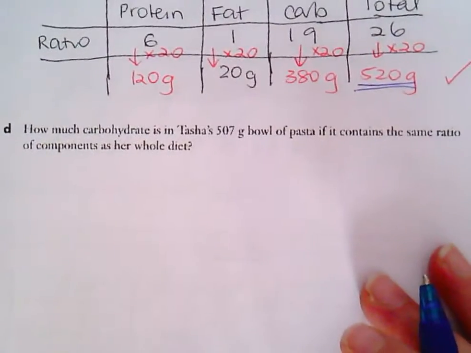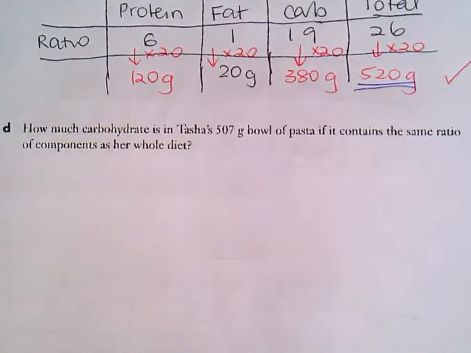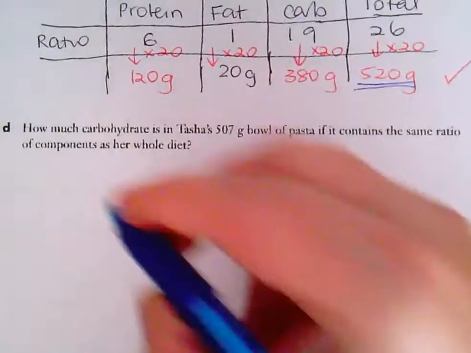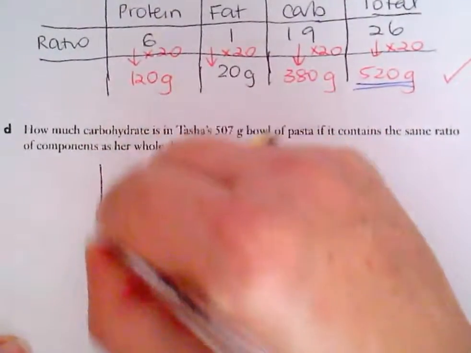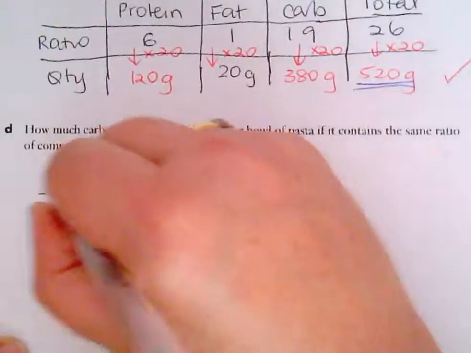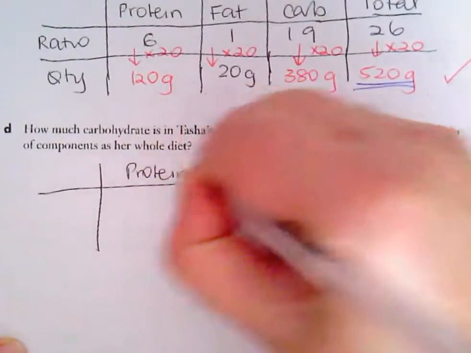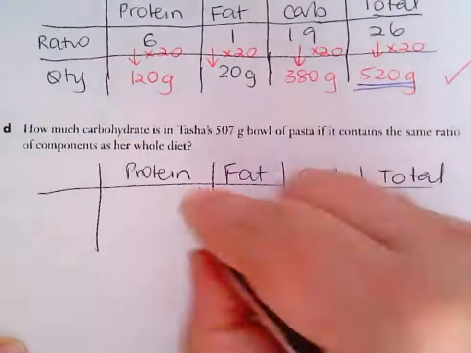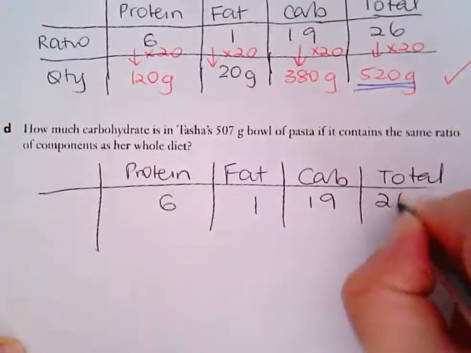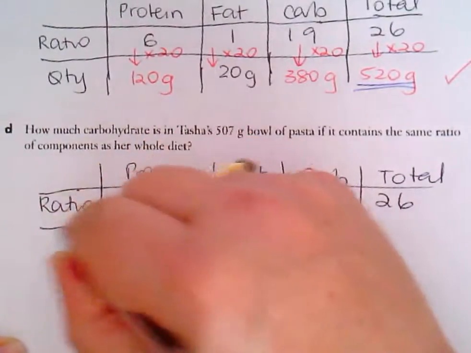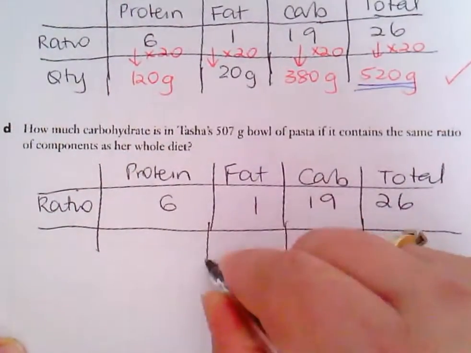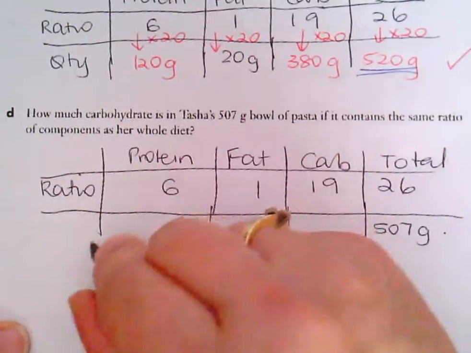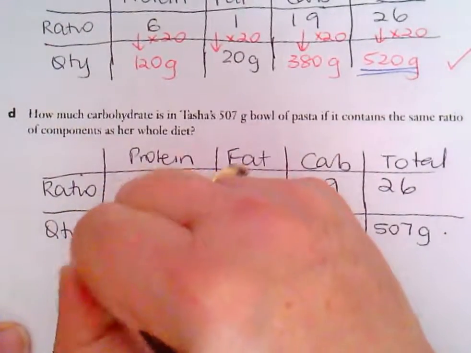And the last question says, how much carbohydrate is in Tasha's 507 gram bowl of pasta if it contains the same ratio of components as her whole diet? So again, I just put quantity in that one up there. Let's do our protein, fat, carb, total. Remember our ratio is 6 is to 1 is to 19, which is a total of 26. And the question says she's had 507 grams of pasta. So that would be a total.